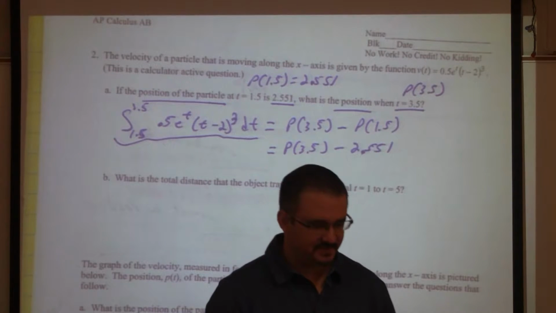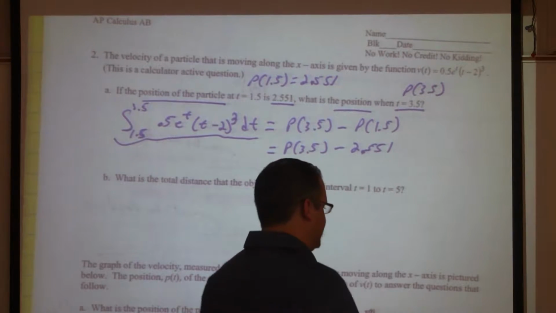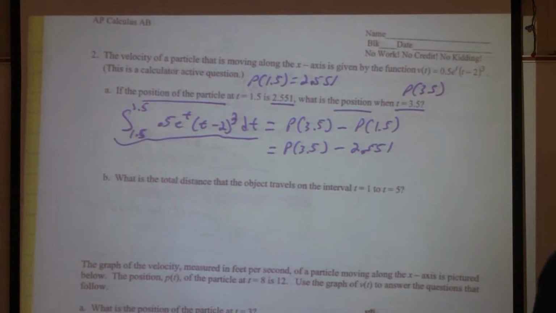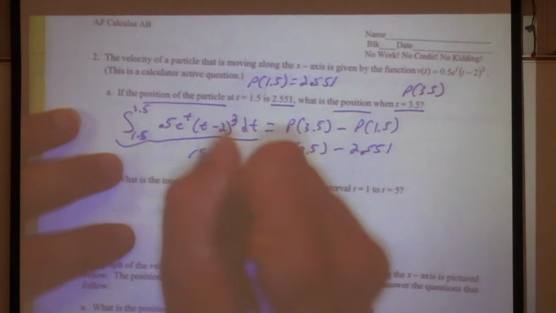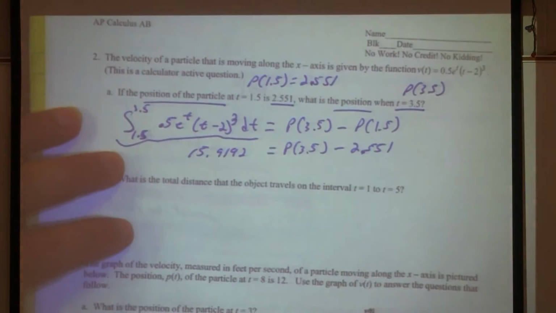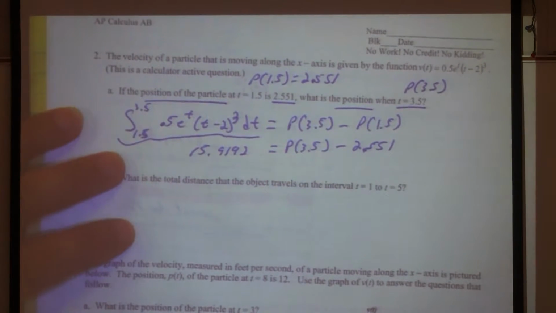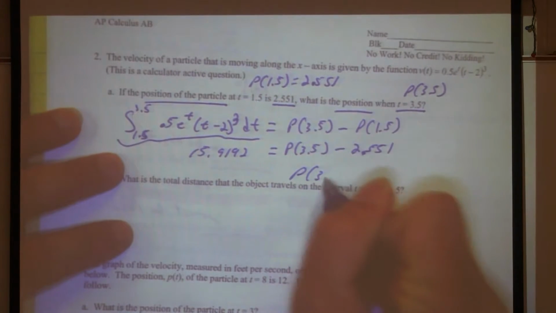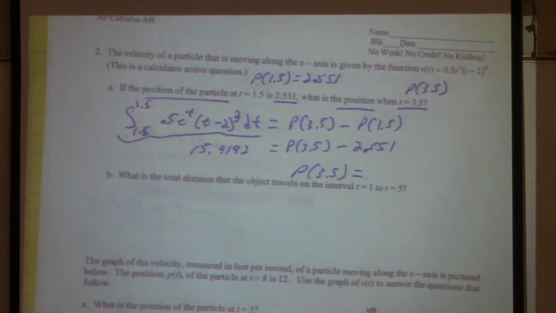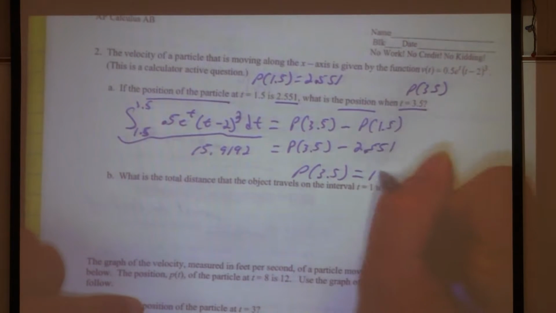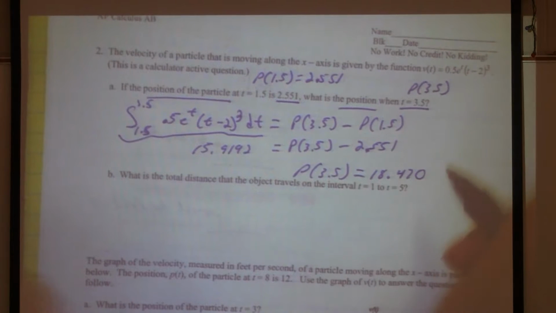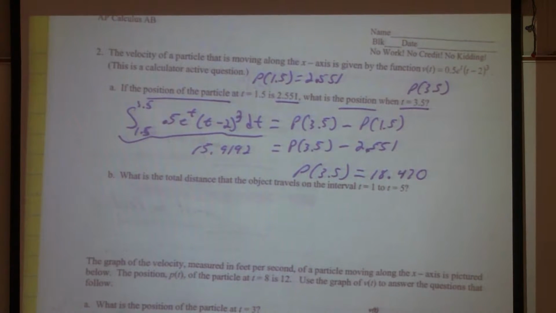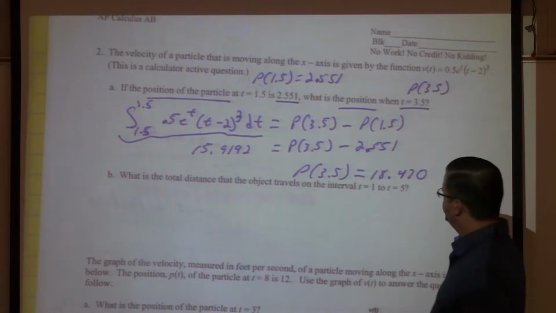What do we end up with, guys? 15.919? Okay. So 15.9192. And now we're going to do what to finish this guy? Plus 2.551. So P of 3.5 is equal to, add it to what you got on your calculator. 18.470. We just need 3 decimals, right? And again, that would be a position, so that would be units or feet or inches. Good.